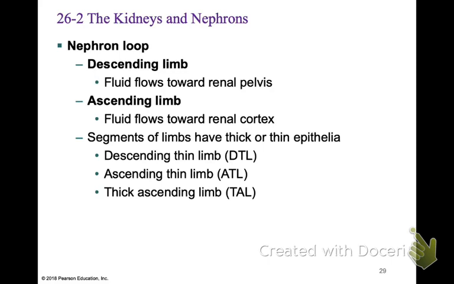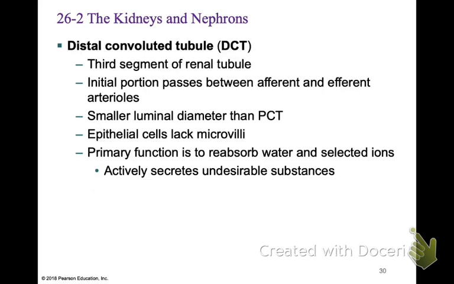So in the nephron loop, in the descending limb, fluid goes down towards the pelvis. In the ascending limb, it comes back up, and we have segments that are either thick or thin. And we're going to see salts are reabsorbed there, salts and water.